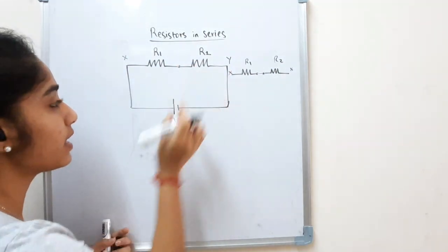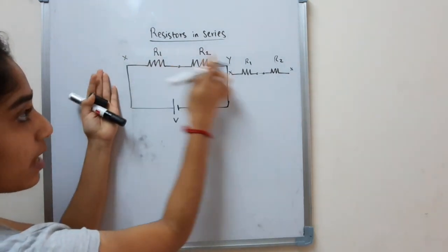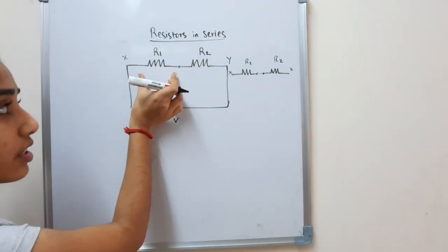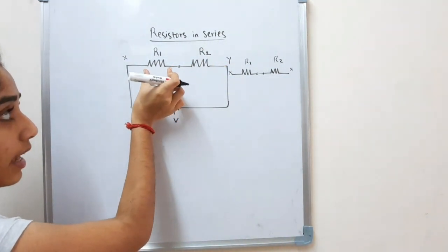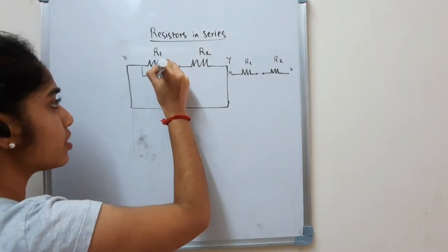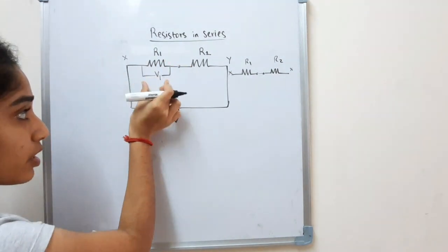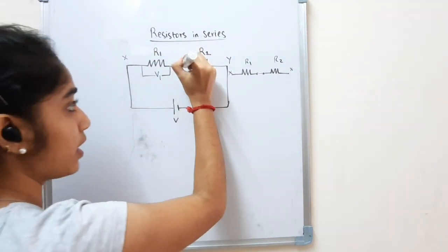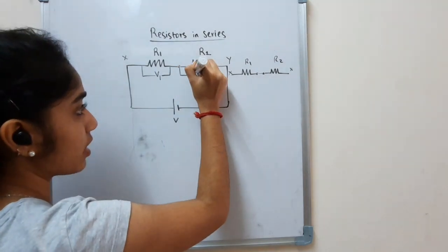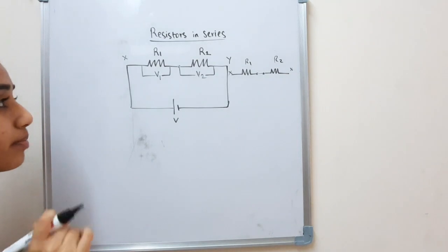R1 and R2, right? So when you want to find the potential difference between X and Y, we need to consider the potential drop at R1 and R2, right? So let's say the potential drop, meaning when you keep a voltmeter here, the potential across R1 is V1, and similarly across R2 is V2. Just consider. So this is the potential drop.